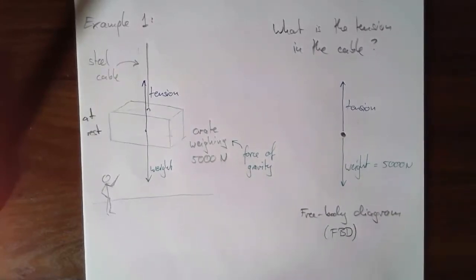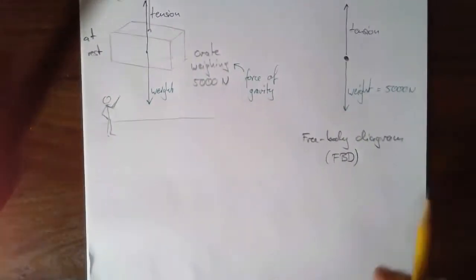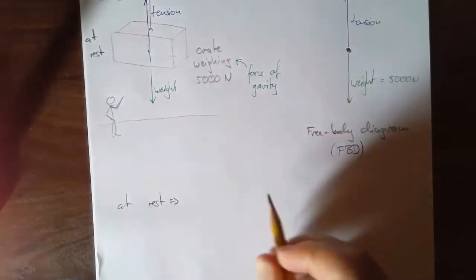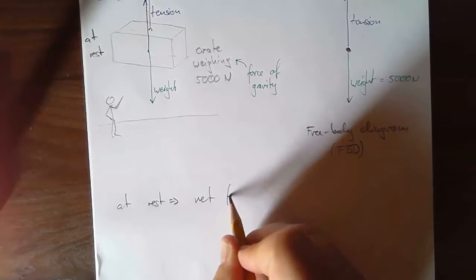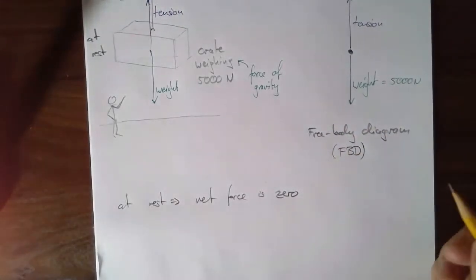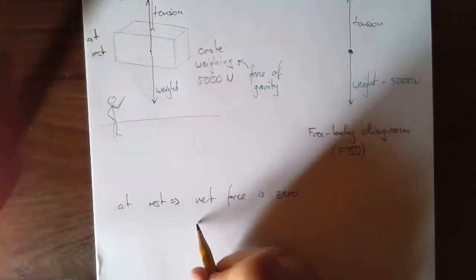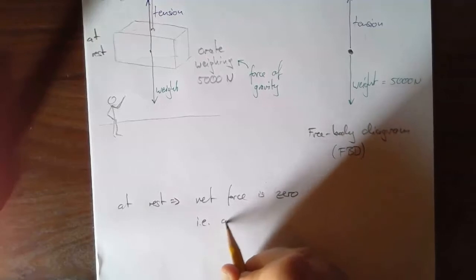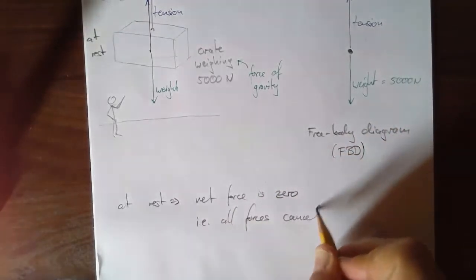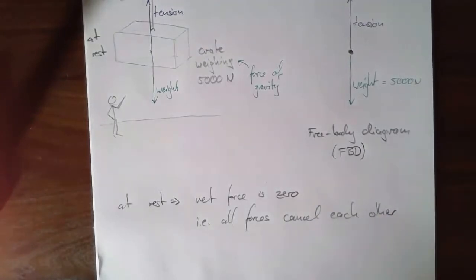Okay, so what is the tension? Well, what I know is that the object is at rest. That implies that the net force is 0. Or I can say this as all the forces cancel out, saying the same thing. All forces cancel each other. And that's often the more intuitive way to think about it.